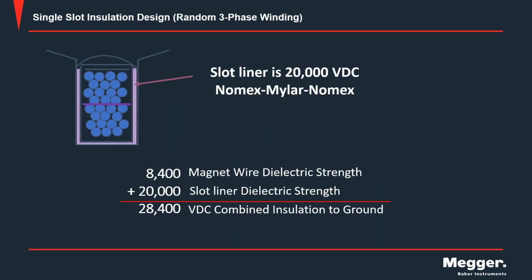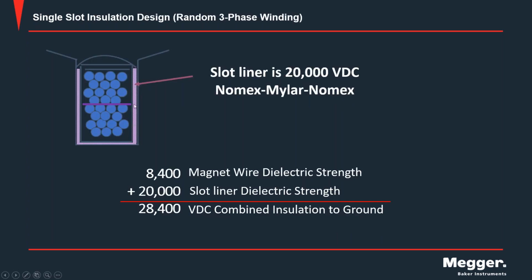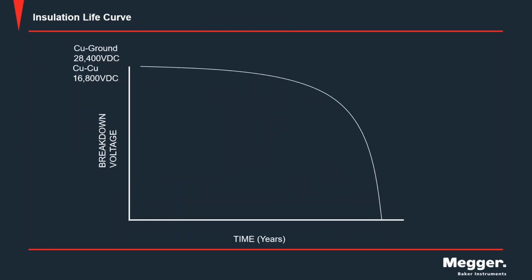Now then, let's look at our ground wall insulation. That's the insulation here. We pointed out here the slot cell liner, which would be our Nomex. That is rated at 20,000 volts DC. So if we add those two together, the coating on the magnet wire, 8,400, plus the Nomex, or the slot cell liner, at 20,000, that gives us 28,400 volts DC combined insulation to ground. So that's where those numbers come from at the upper left of our graph of our life curve.